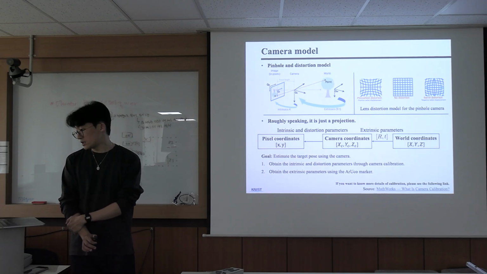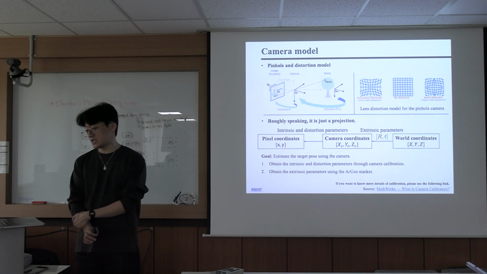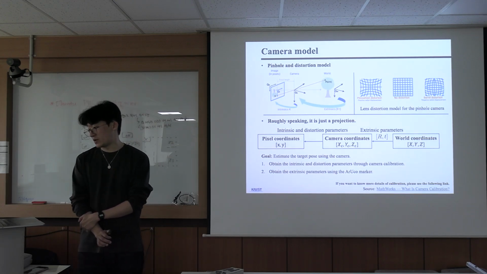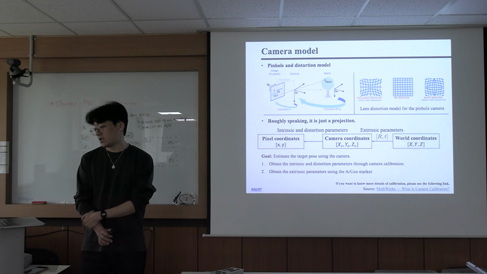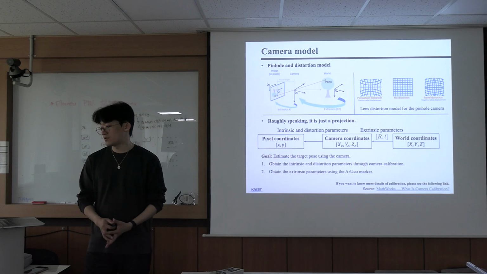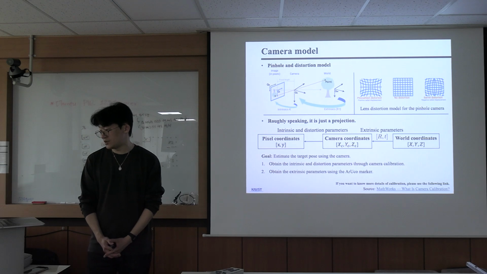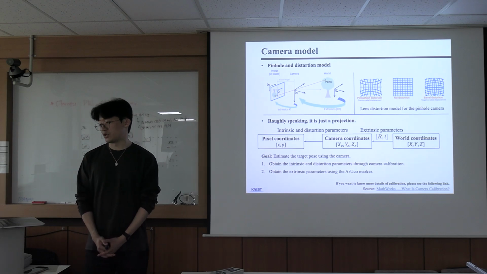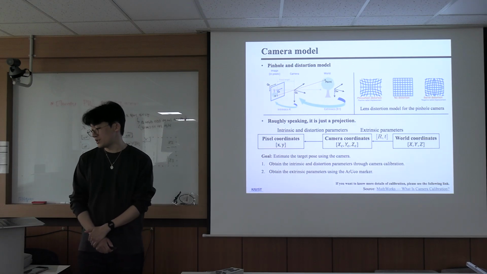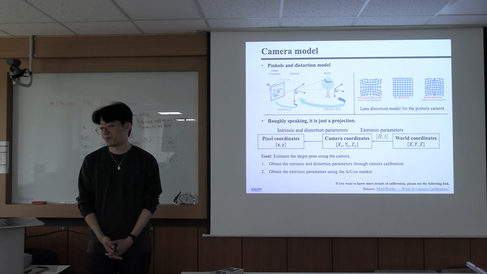Our goal is to estimate the target pose using the camera. In other words, we want to know about the extrinsic parameters of the camera. However, since our given data consists only of images, we need to determine the intrinsic and distortion parameters in order to obtain the extrinsic parameters from the camera model. To achieve this, we need to obtain the intrinsic and distortion parameters through camera calibration. Then, by using the ArUco marker and the intrinsic and distortion parameters, we can obtain the extrinsic parameters using the solvePnP algorithm.